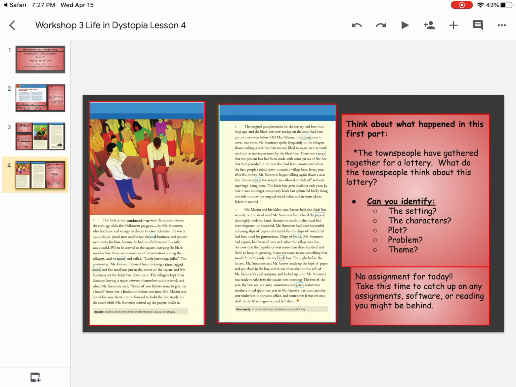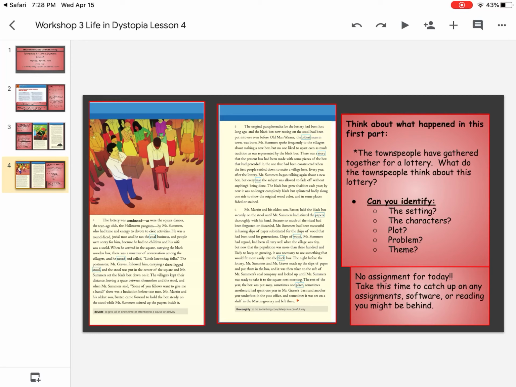Okay, so as we move on, I want you to think about what has happened in the first part. And again, this helps determine, do you know what the literary elements are? So we know the townspeople have gathered together for a lottery. What do the townspeople think about this lottery? Think about how they've gathered, their body language, just how they've situated themselves in the group. Is that telling you something about what this event is like for them?